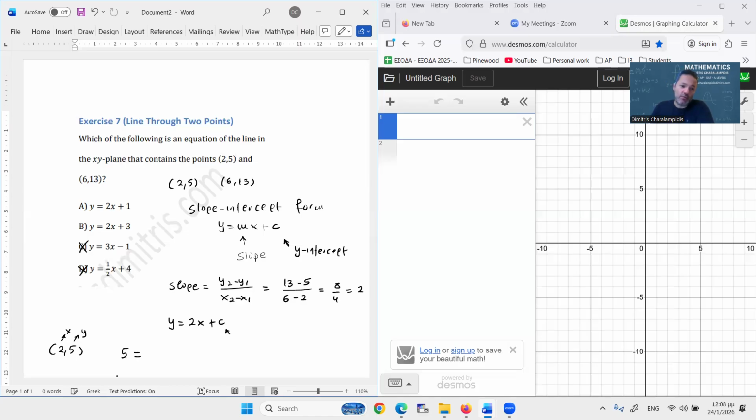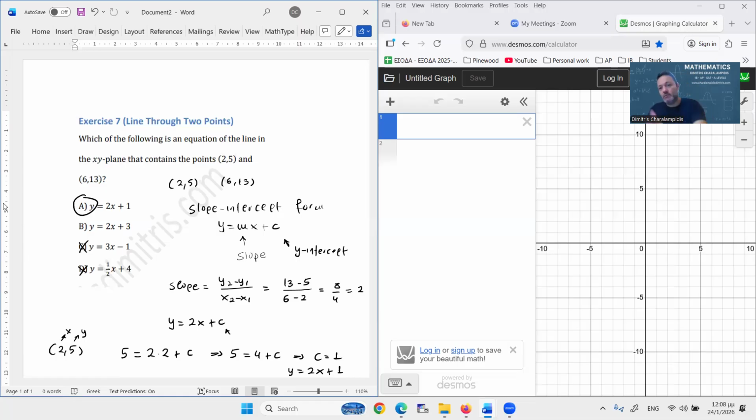5 is 2 times 2 plus c, so 5 is 4 plus c, which obviously leads to c being equal to 1, and therefore the line would have the equation y equals 2x plus 1. A would have been the right answer.